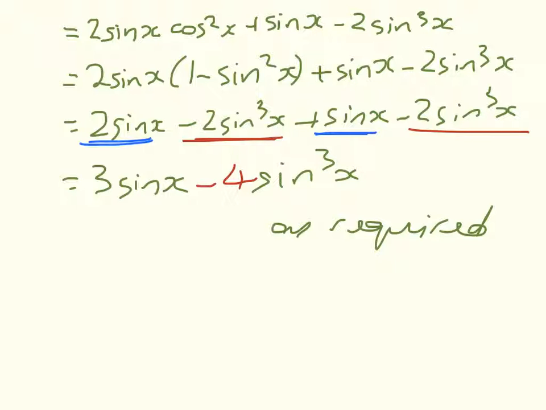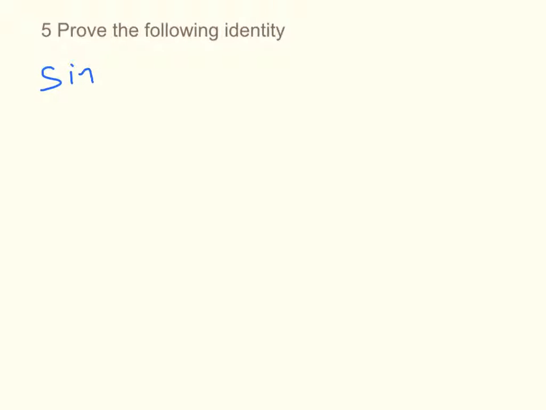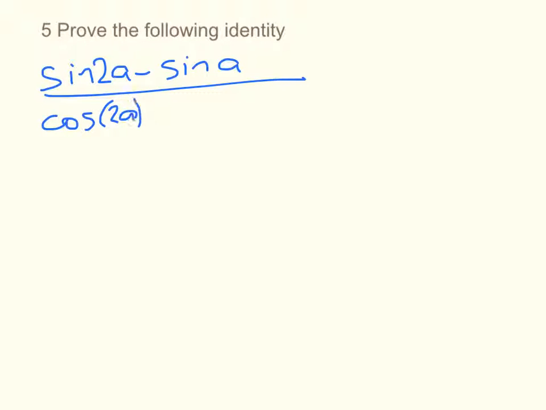Right, on to problem number 5b. Okay, so the next identity we're going to prove is this one. Sine of 2a minus sine of a over cos of 2a minus cos of a plus 1. Right, nicest to pop those brackets in there. We're going to start by doing this substitution on the left hand side.